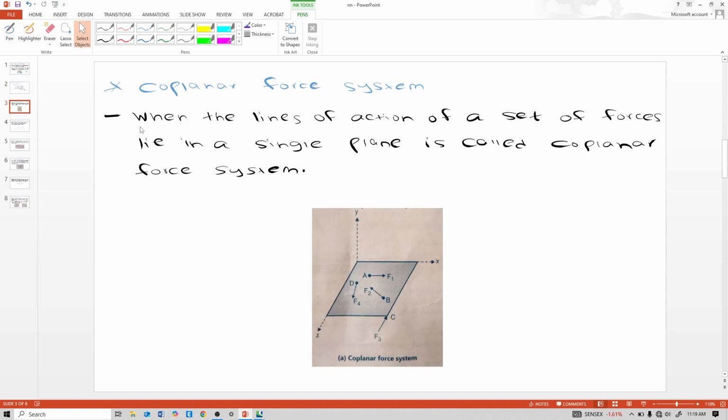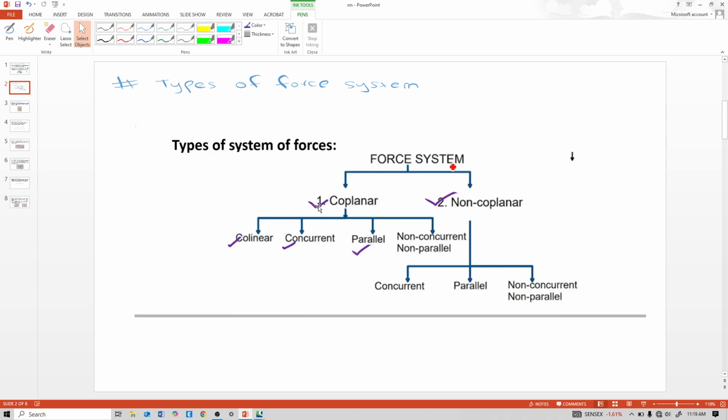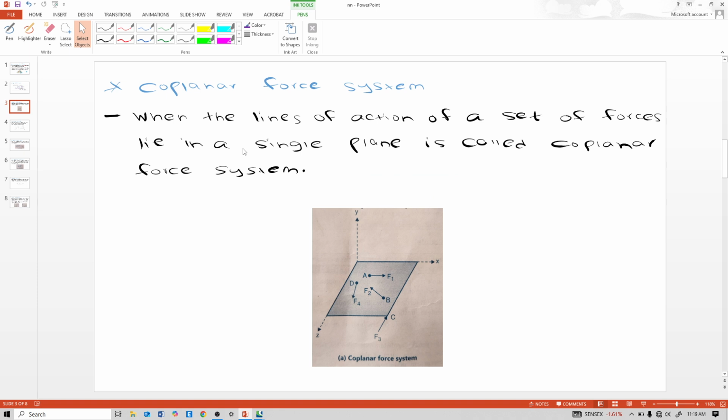So first is coplanar force system. Read the definition of coplanar force system. When the lines of action of a set of forces lie in a single plane, it is called a coplanar force system. First understand what is a point. What is a plane?